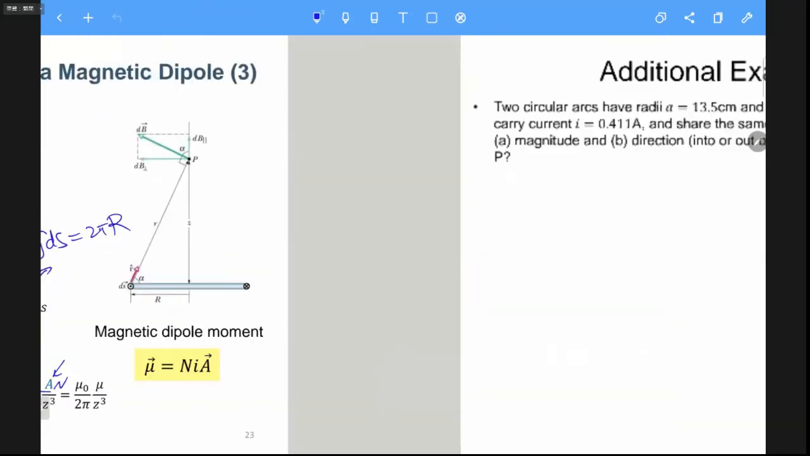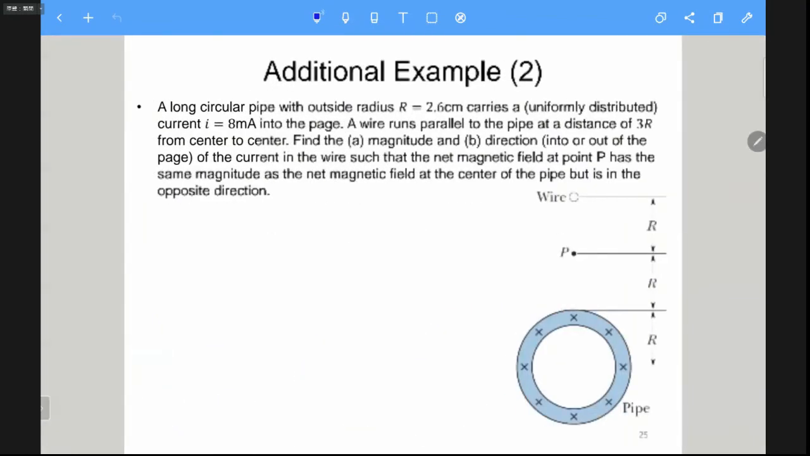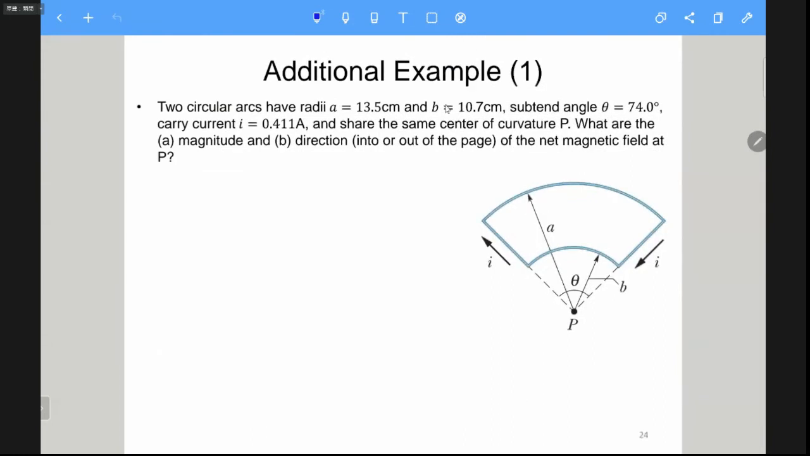Okay. So finally, we have two simple sample problems. Additional problems. Let us finish it quickly. Here it says two circular arcs have radius A and B, and this angle theta is 74 degrees. The current is I. What are the magnitude and direction of the magnetic field at point P?